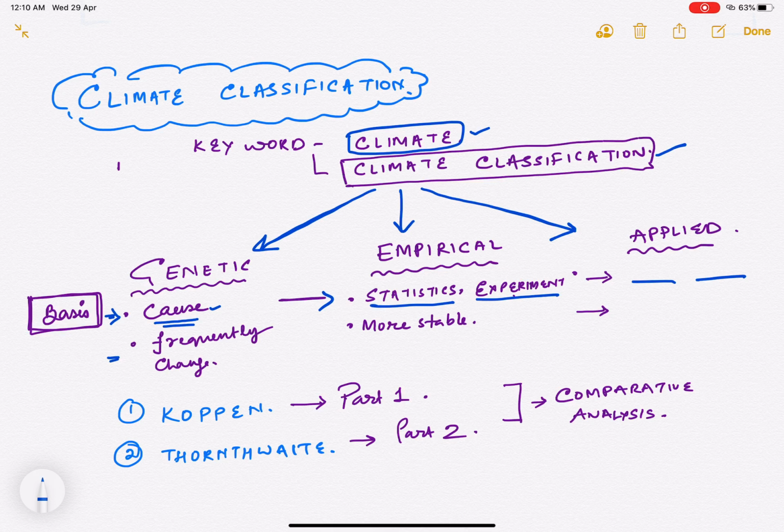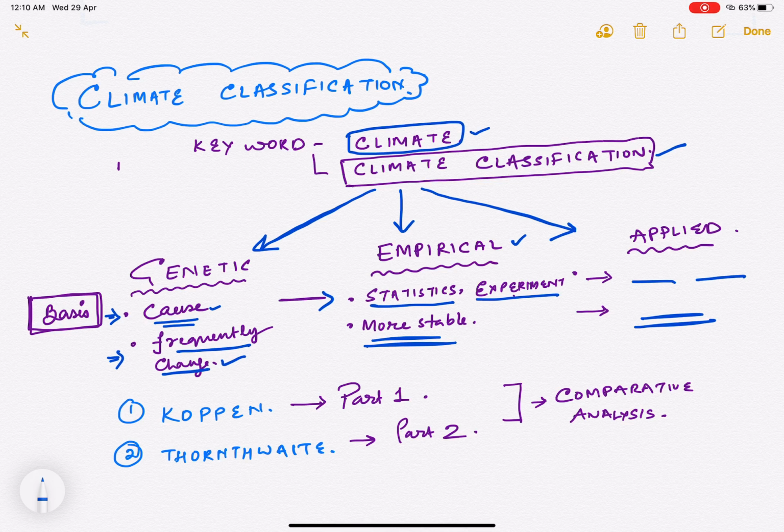Next, as a result of this, it frequently changed. Today the precipitation is, let's say, 300 centimeter. Tomorrow there is no precipitation, drought. So hence this frequently changed. Genetic classification did not have any kind of stability. However, the empirical classification had a kind of stability because they went on seeing that with the pressure and temperature changes, there is variation in your precipitation and all. So basically this was more stable, and hence the applied category was also more stable.